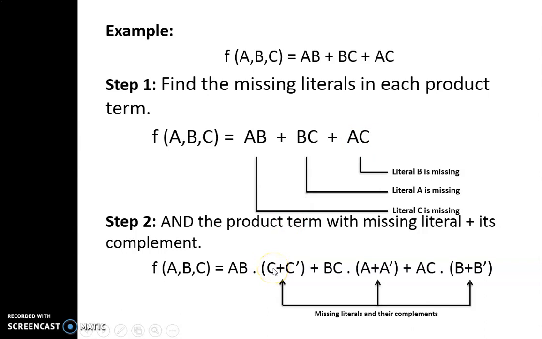Once the variable is identified, we have to consider the missing variables. How to consider the missing variables? We take the addition of the missing variable and its complement. Accordingly, in the first term C is missing, so we take C plus C bar. In the second A is missing, so we take A plus A bar. And in the third term B is missing, so we take B plus B bar.